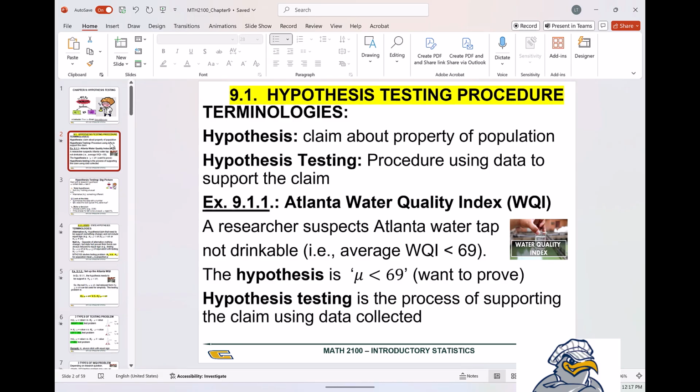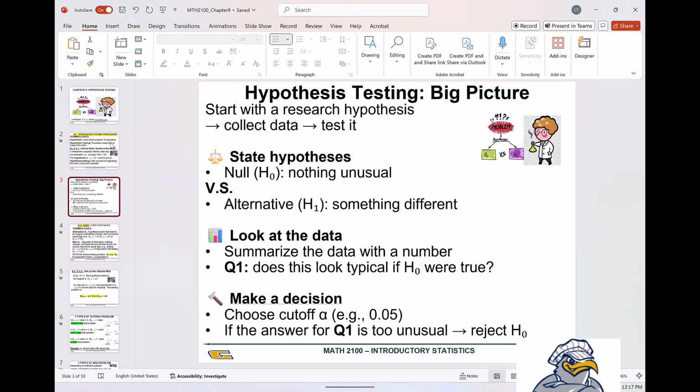So the hypothesis is just a claim, right? You think it may be correct. And hypothesis testing is the whole procedure to back up your decision using the data. So in the big picture, you start with some hypothesis. You look at the random phenomenon, you observe for a while, and you doubt a certain thing. From that, you come up with some research hypothesis. And then you start to collect data, and then you test it.